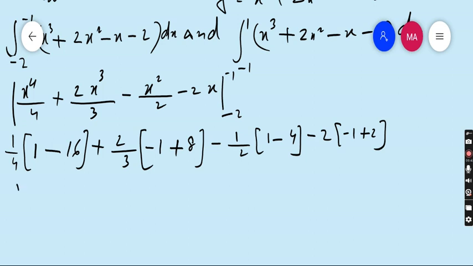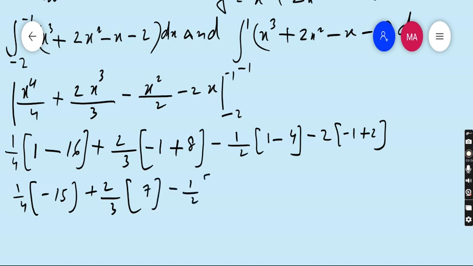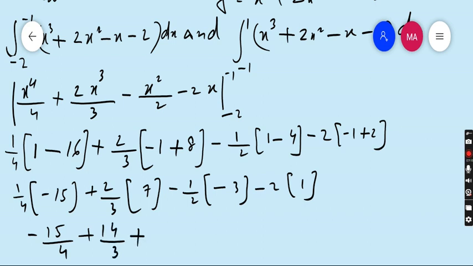One upon 4, 1 minus 16 is minus 15. 2 upon 3, 8 minus 1 is 7. Minus 1 upon 2, 1 minus 4 is minus 3. Minus 2, 2 minus 1 is 1. More simplification. 15 into 1 is minus 15 upon 4. 2 sevens are 14 upon 3. Minus minus plus. 3 ones are 3 upon 2.